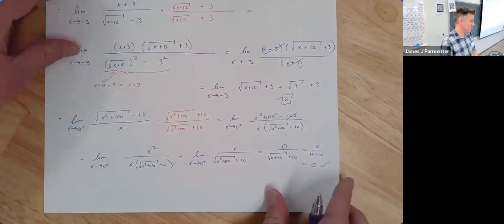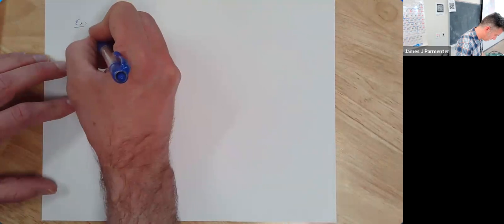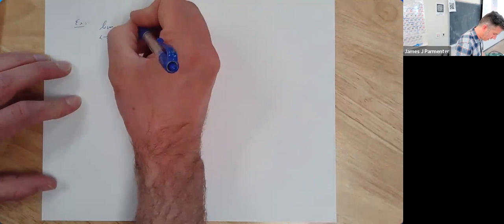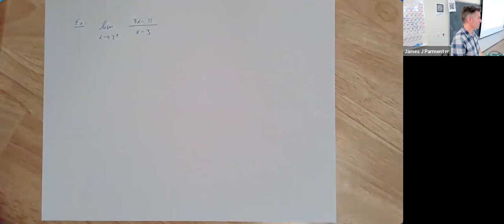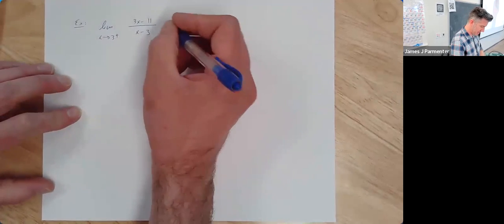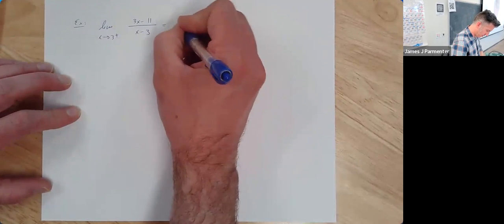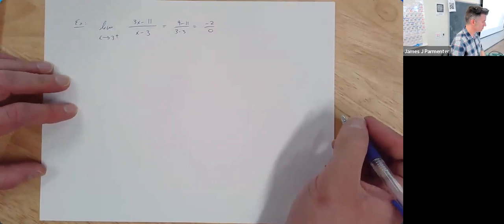The other type of limits you definitely are going to encounter on this homework assignment is limits where you have a non-zero number divided by 0. For example, the limit as x approaches 3 from the right of 3x minus 11 over x minus 3. As is typical, when I'm doing a limit, I'm going to try and plug it in. If I plug it in, I get, let's see, 9 minus 11 over 3 minus 3, which is negative 2 over 0. Bummer.